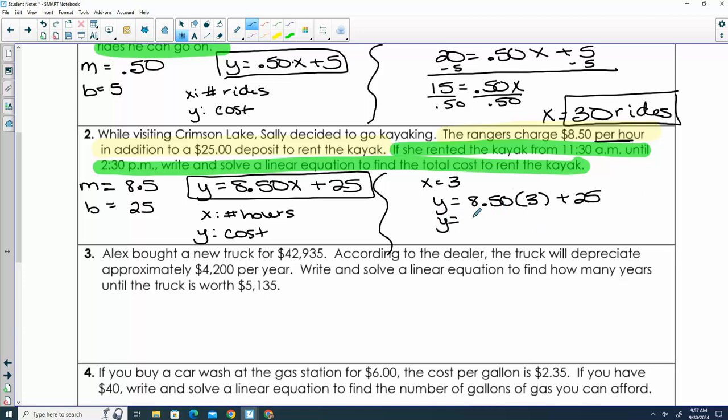So 8.5 times 3 is 25.5 plus 25, so we get $50.50, and that is my cost, so that is my dollar sign. So it'll cost a total of $50.50 for that.